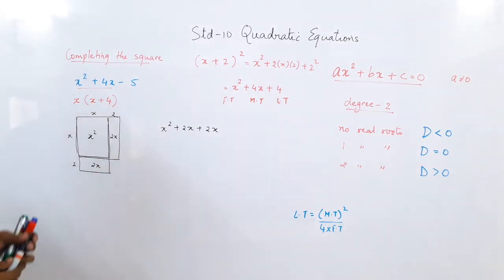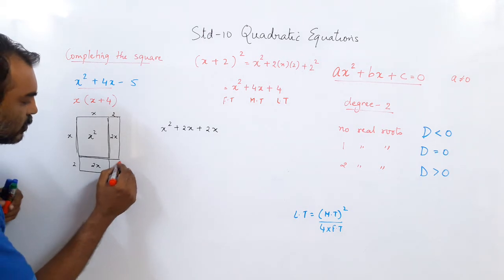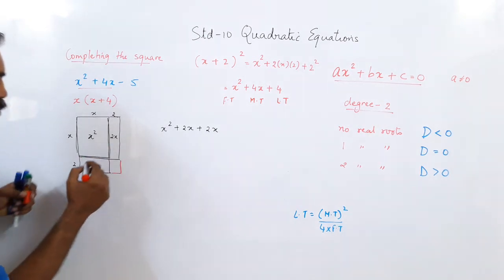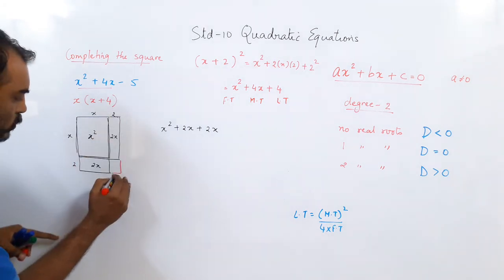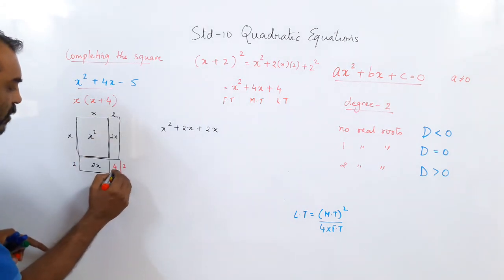Okay? But the square is not complete. Why is the square not complete? There is a part missing here. So I add this part to make it a square. What part have I added? I have added a part whose breadth is 2 and length is 2. So 4 I have added here.